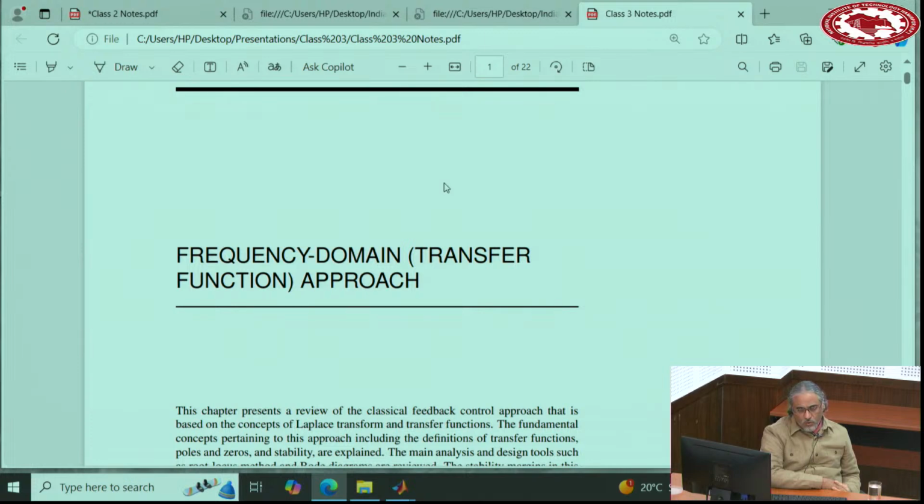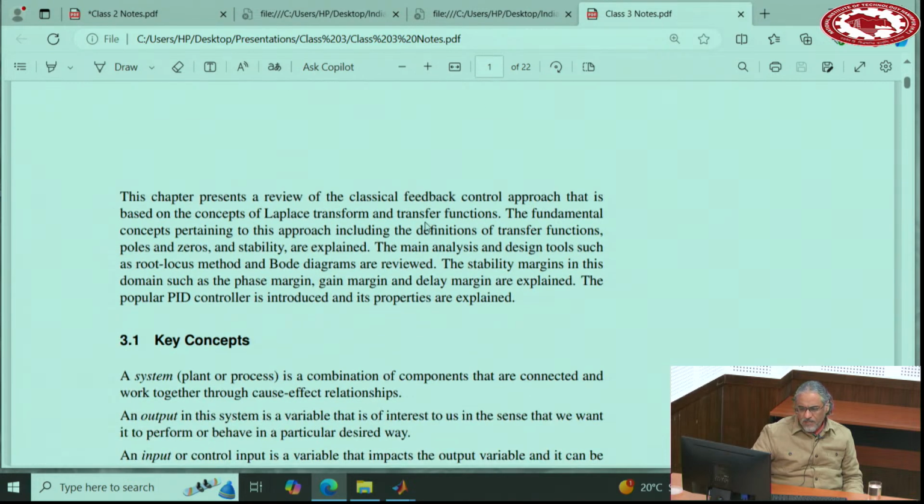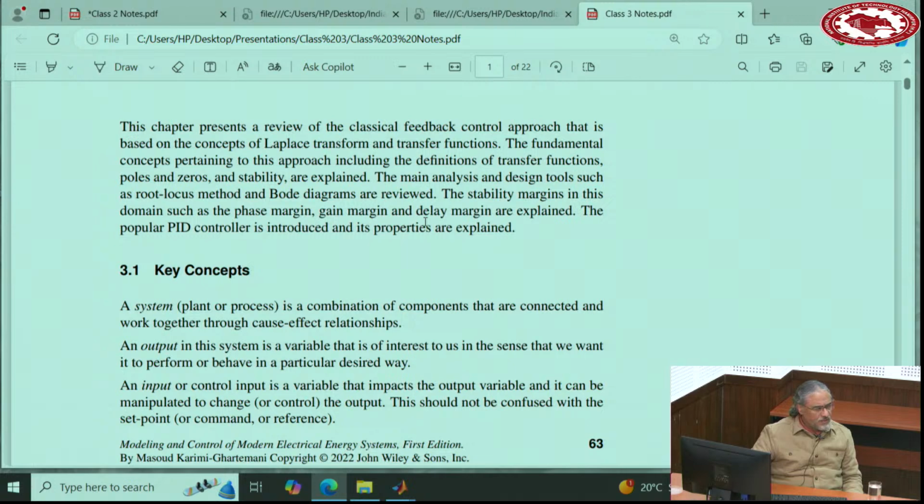The first chapter will be the frequency domain approach. Frequency domain or transfer function approach is the classic control approach. The other one is state space, which is more recent, I would say. The frequency domain approach is based on the Laplace transform and transfer functions.